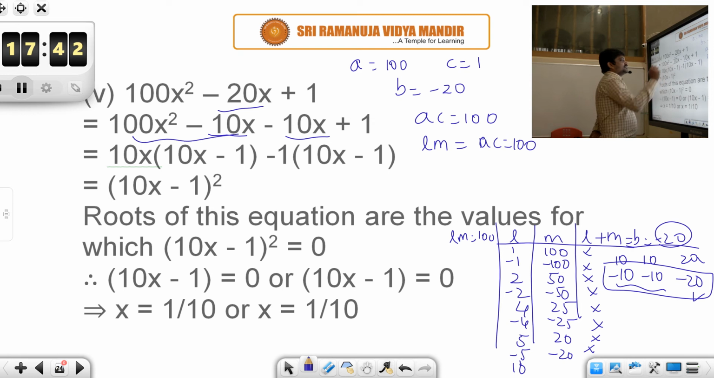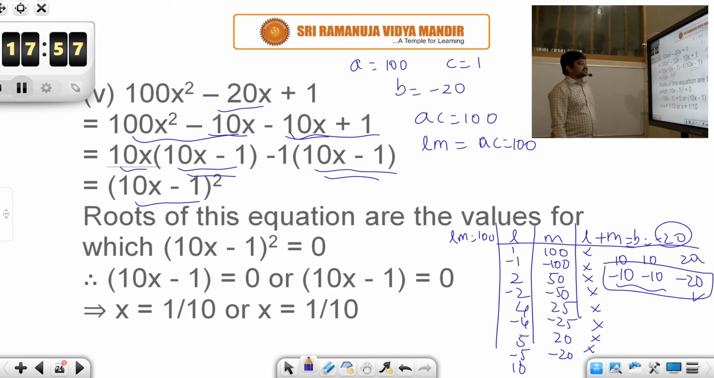Now take common from the first two, 10x common, so you will be left with 10x minus 1. And then from the last two, take minus 1 common. You will be left with 10x minus 1. Now take 10x minus 1 common from the first and the second one, so you will be left with 10x minus 1 whole square.